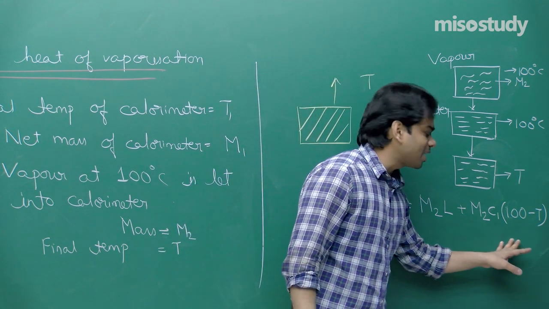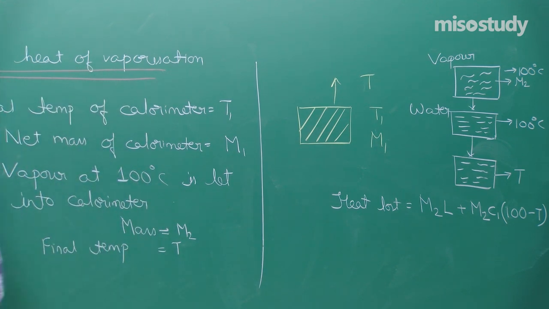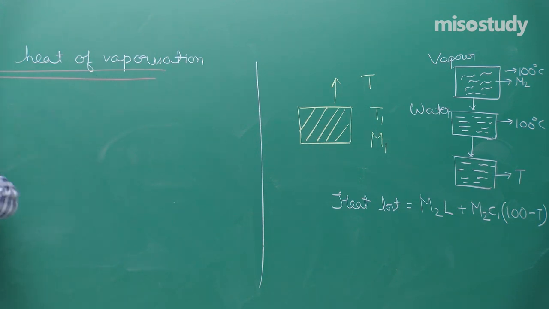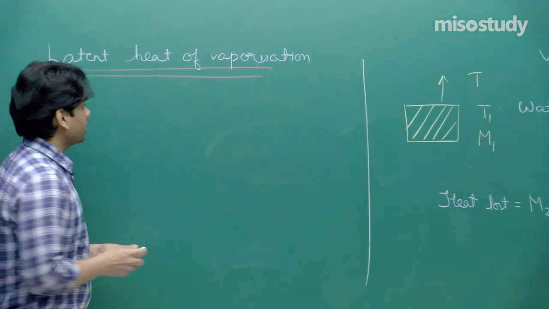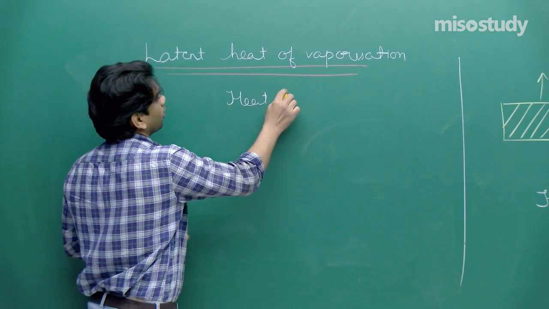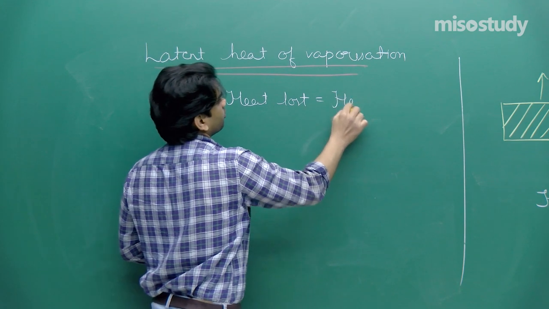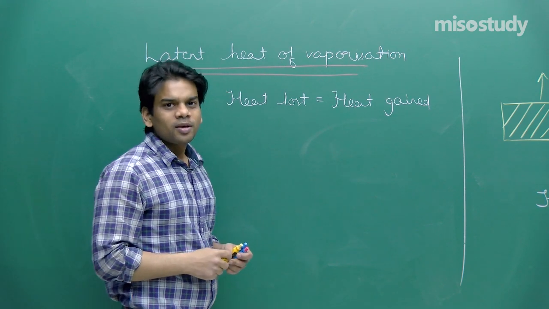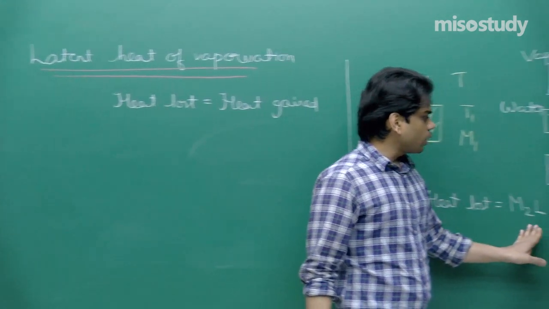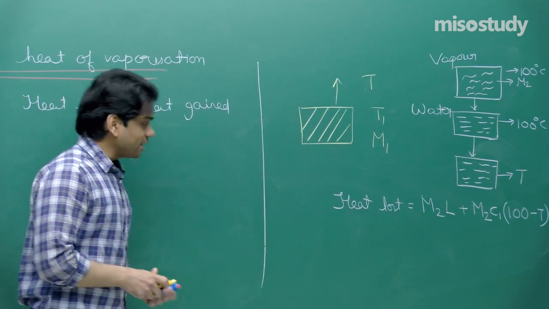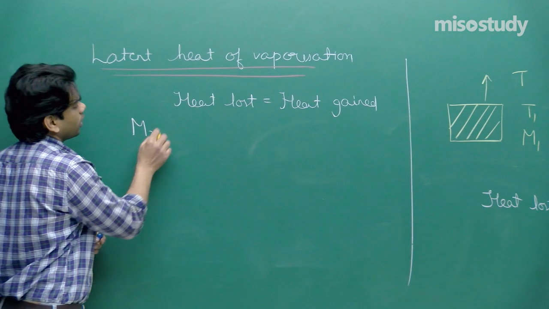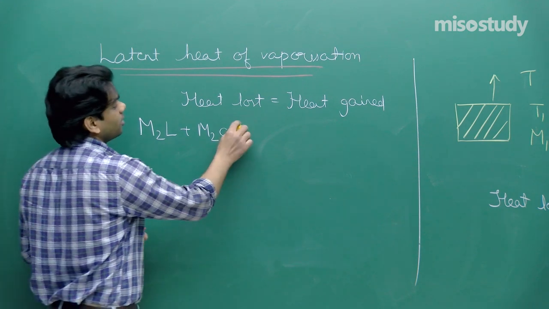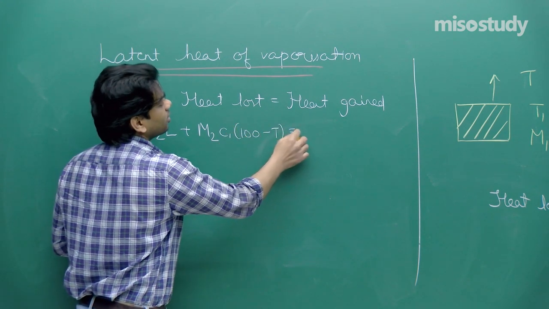Take note till here, I'll start from the other end. You would have taken down the heat lost and heat gained. Now if I equate the two, we know from the principle of calorimetry that heat lost is equal to heat gained. Heat is lost by vapor, and the formula for heat lost is M2 L plus M2 into the water specific heat C1 into 100 minus T, which is equal to heat gained.